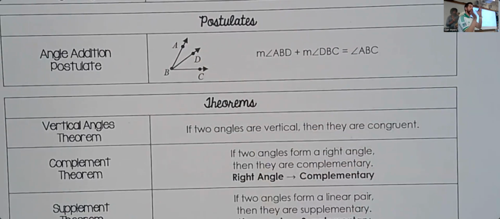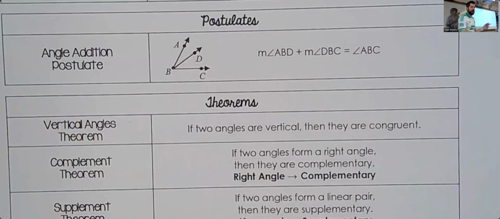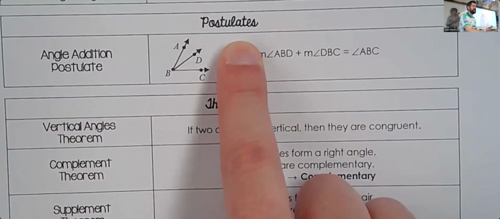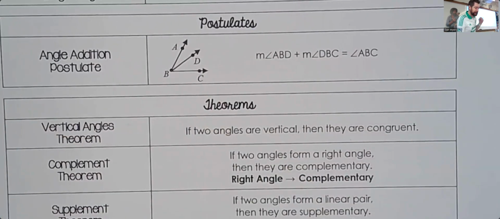But we know for sure that those two angles will add up to equal the whole thing, because a part plus a part equals a whole. That's the whole idea of a postulate: it's just something that makes sense. We don't have to prove it, just because it works and we know that it works. All right.